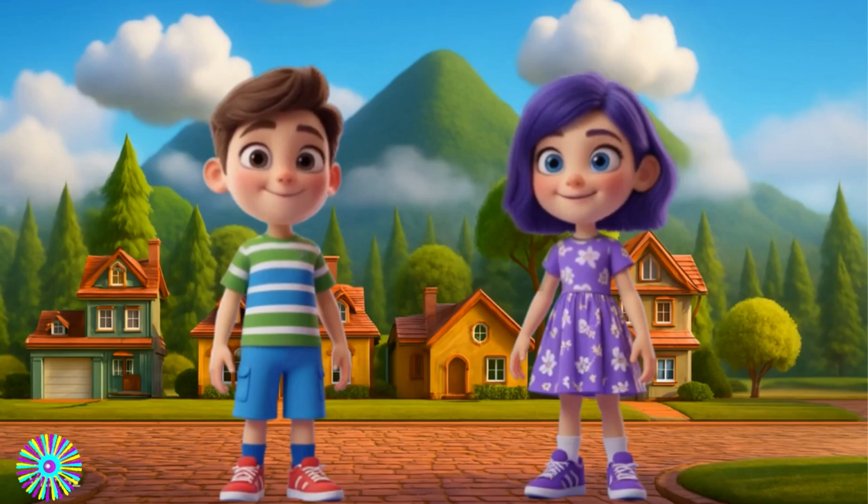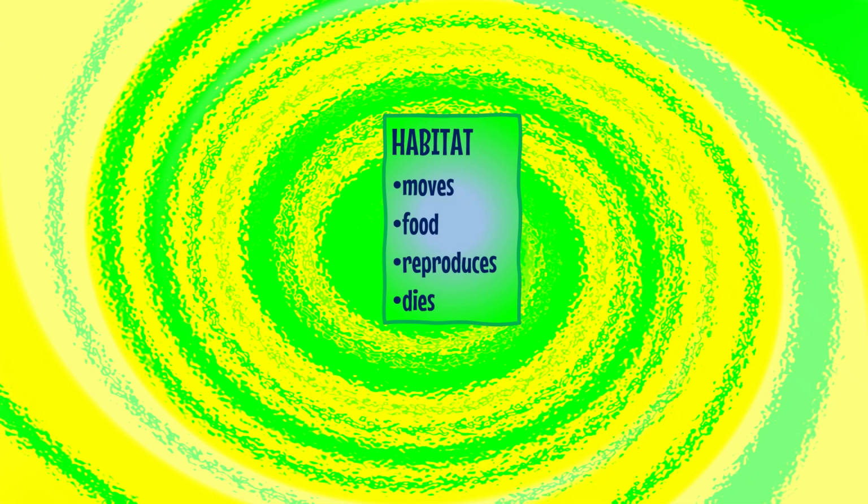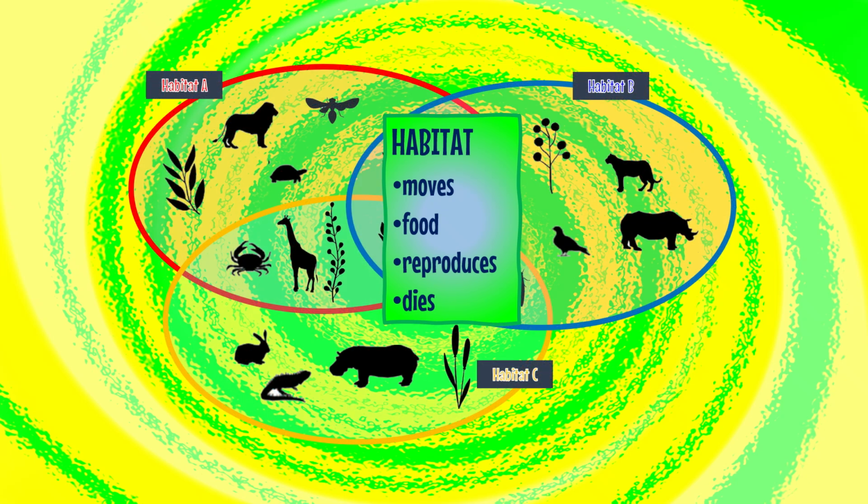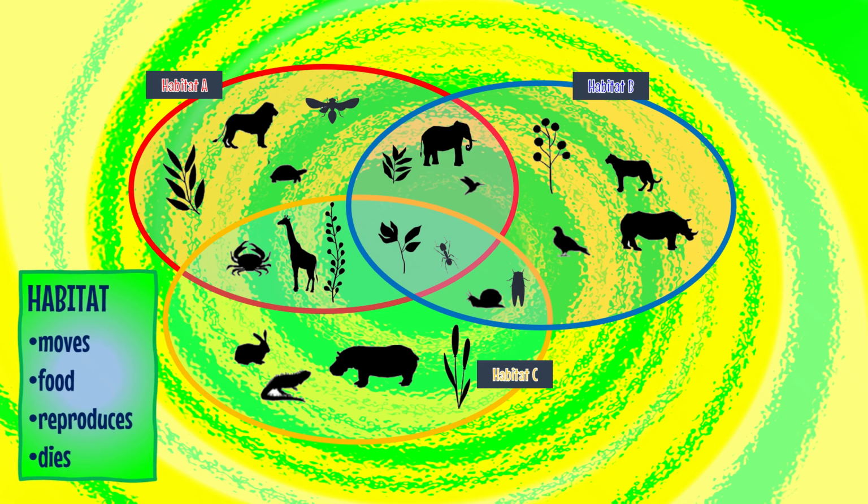What is a habitat? A habitat is any area in which a living thing moves, forages for food, reproduces, and dies. Many habitats may overlap, and living organisms may move from one habitat to another.